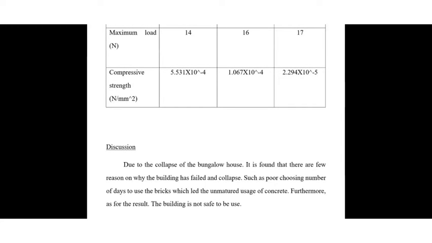Discussion: due to the collapse of the bungalow house, it is found that there are a few reasons why the building failed and collapsed, such as poorly chosen number of days before using the brick, which led to the premature use of concrete. Furthermore, as for the result, the building is not safe to be used.